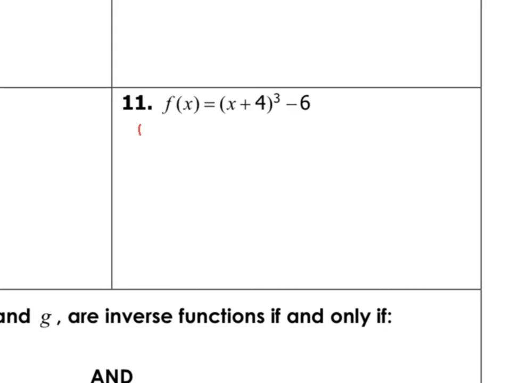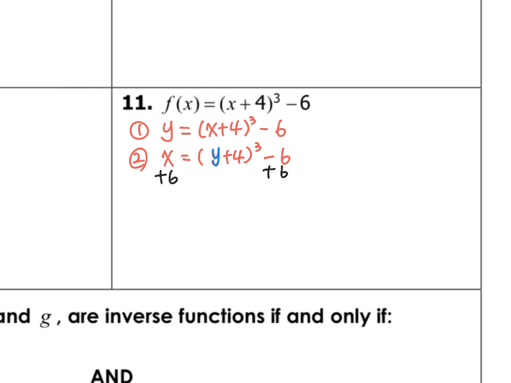So first step, you will put y instead of f of x: y equals (x plus 4) cubed minus 6. And now you're going to switch x and y. So x equals (y plus 4) cubed minus 6. Everything else except the y, you need to get rid of from the right side. So I'm going to add 6 on both sides. That will give us x plus 6 on the left side, and on the right side, (y plus 4) cubed. And then minus 6 and plus 6 cancel out.